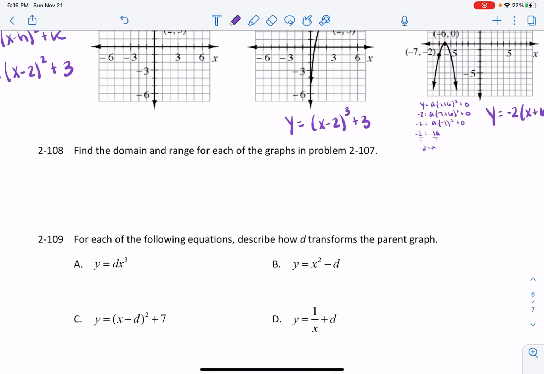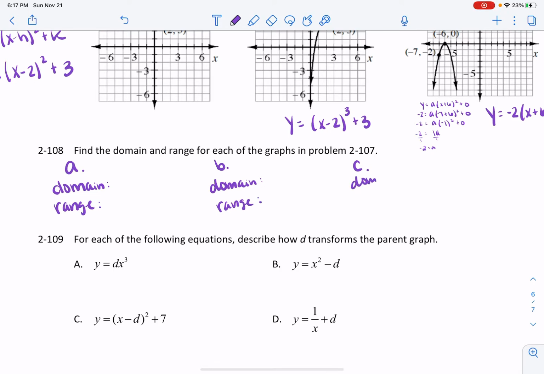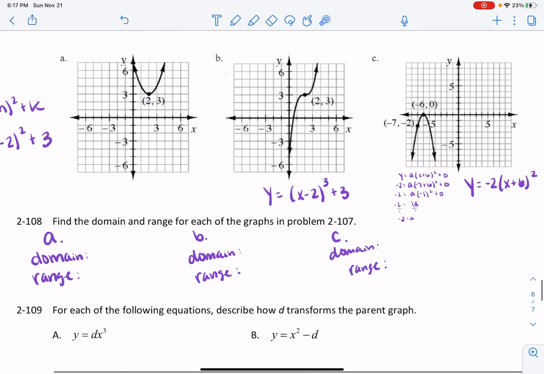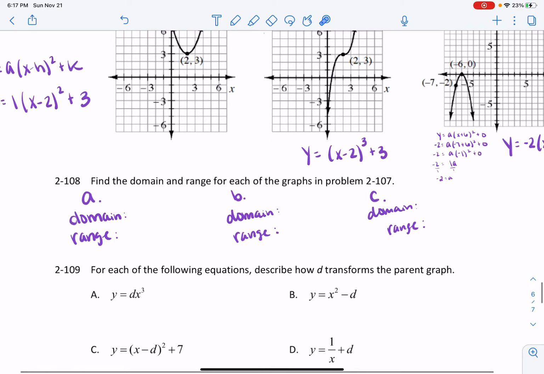For part 2-108, it says find the domain and range. So we need to find the domain and range for A, B, and C. Okay, so when I look at all of these, I don't necessarily see any limitations with my x-axis or my domain, right? These have their arrows and they could keep going and going. There's nothing that the domain can't be. So for all of these, we're going to write all real numbers.